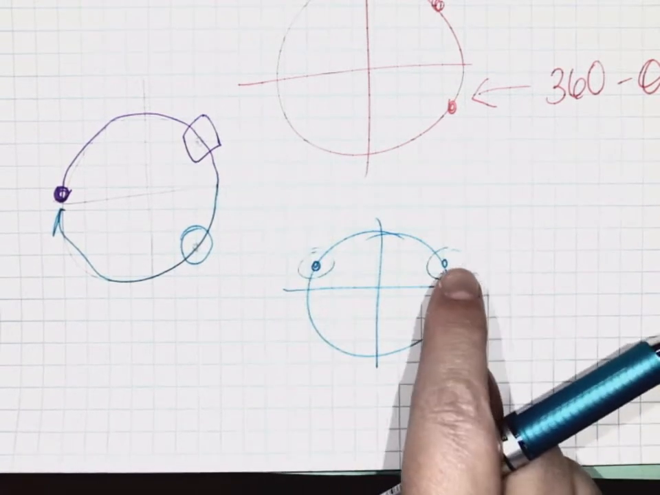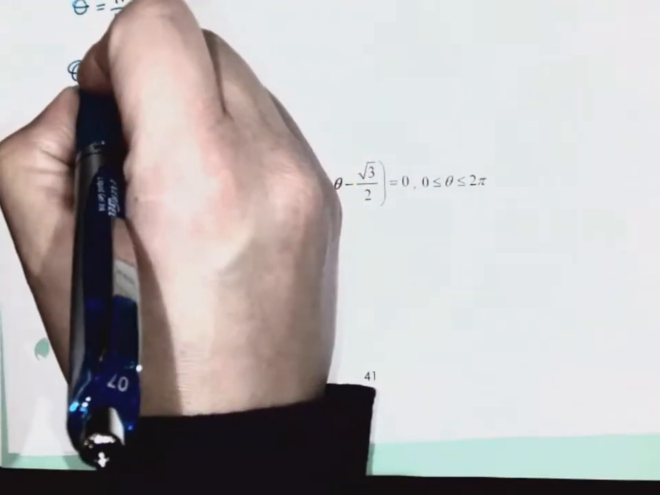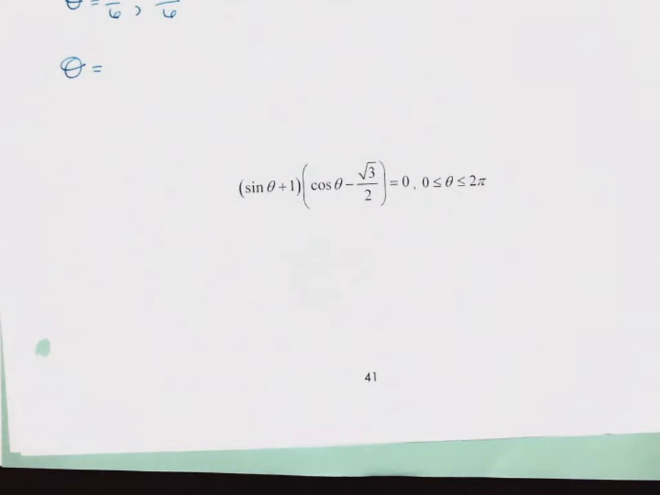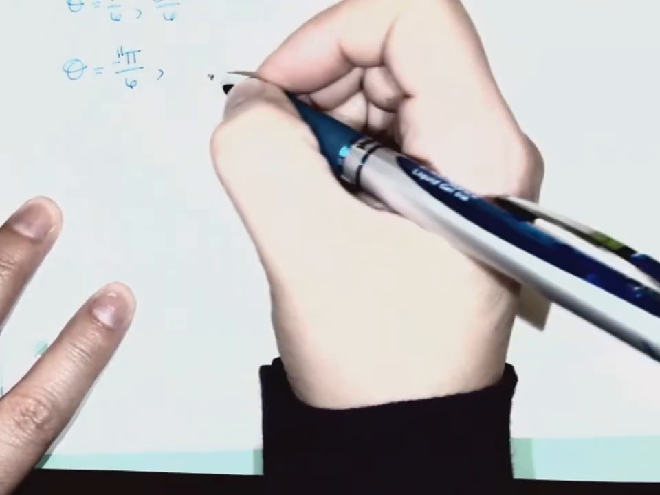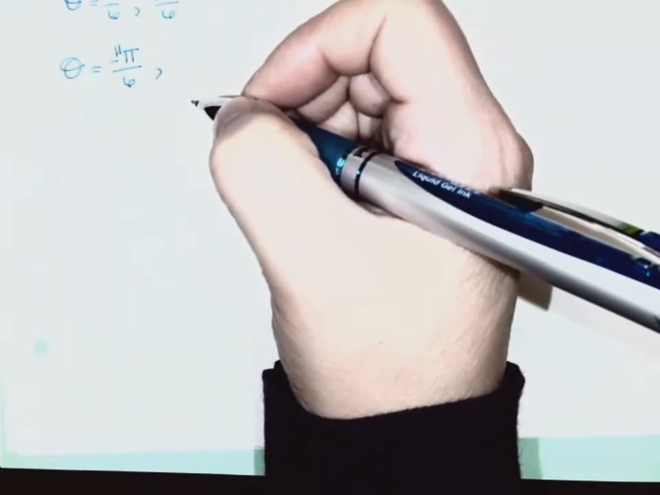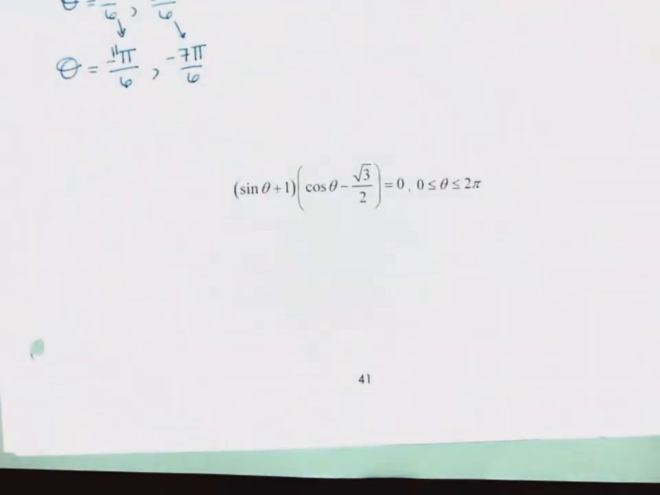So really all we have to do here and here is find the negative coterminal angles. Kind of looks like a frog. So in the negative rotation, we're going to have 11 pi over 6, and this one's going to be -7 pi over 6. So that's the negative coterminal angle for that one, and that's the negative coterminal angle for that one. Okay, pretty straightforward.